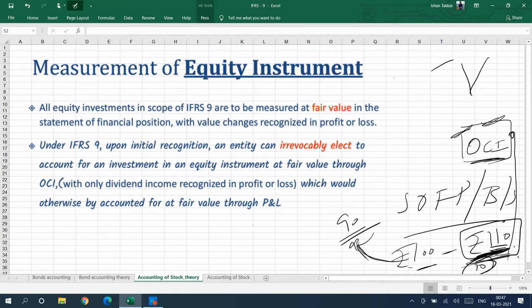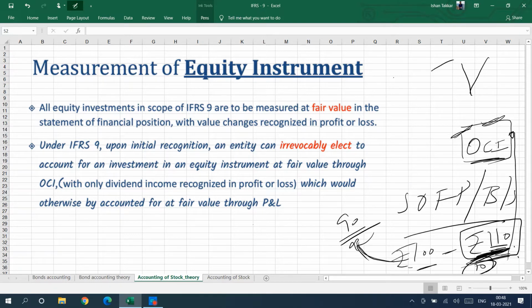So every year till you derecognize this asset, you keep showing it in OCI and will never take this profit or loss to the profit and loss account. It will remain in OCI, and from OCI it will go directly to equity. So I hope this is clear.